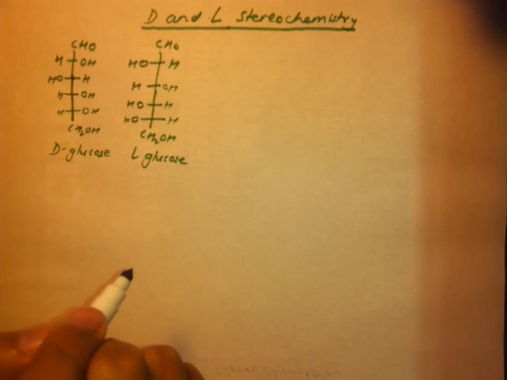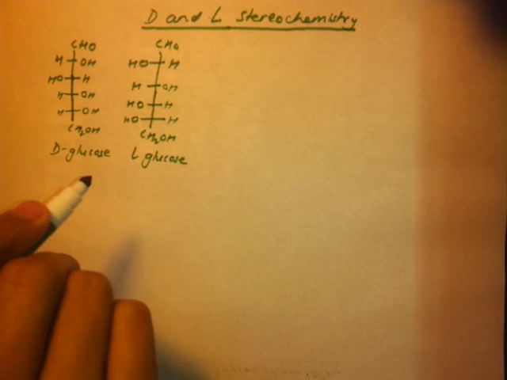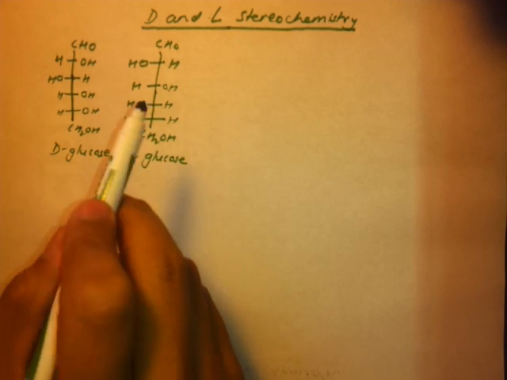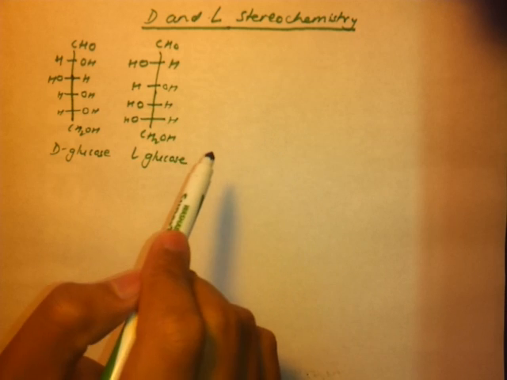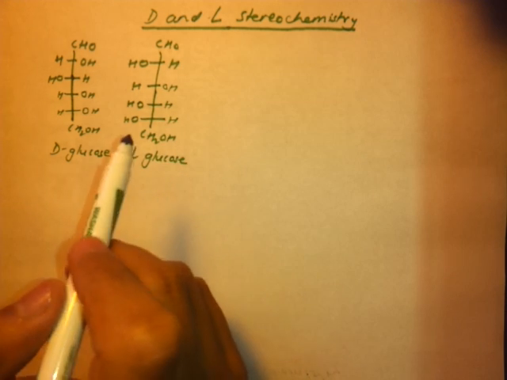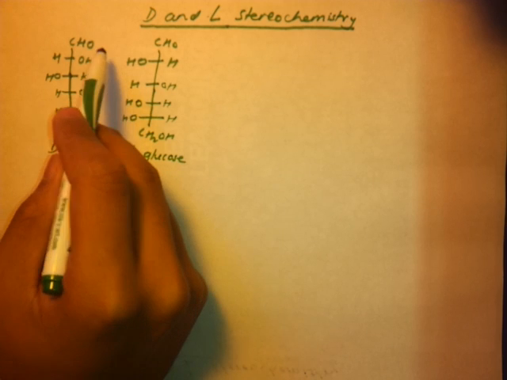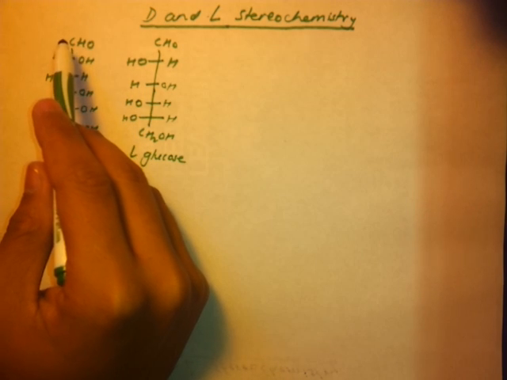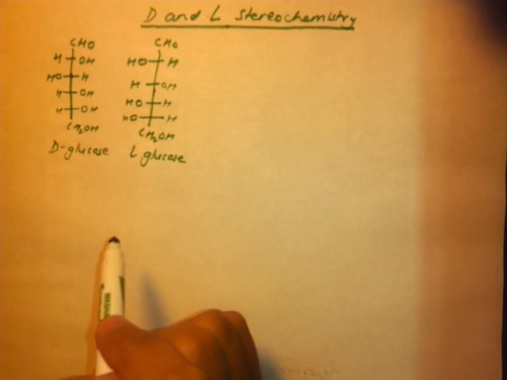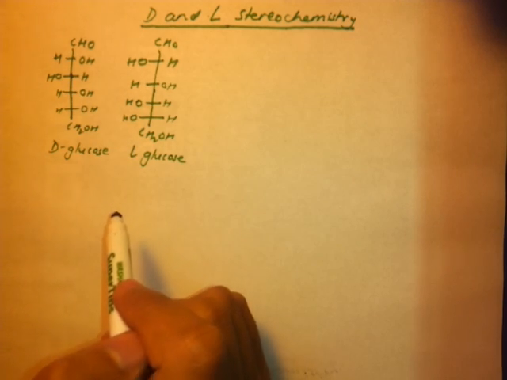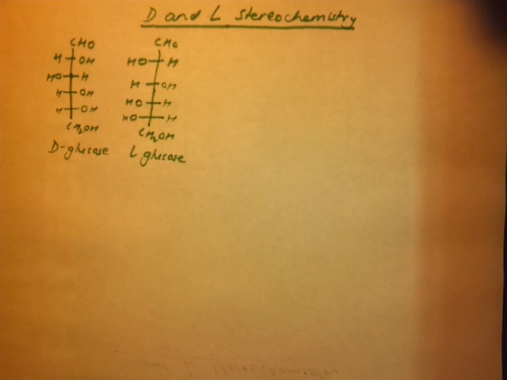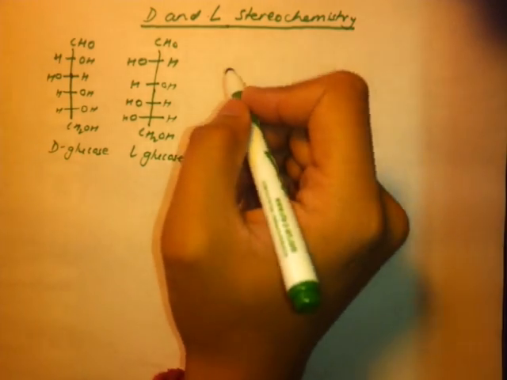Now we're going to learn how to classify if something is D or L in cyclic compounds, because you can represent this as a ring form too, as this OH attacks the carbon in this CHO and forms a hemiacetal. Let's see how to classify if something is D or L in that compound. So let me draw glucose first in the ring form.